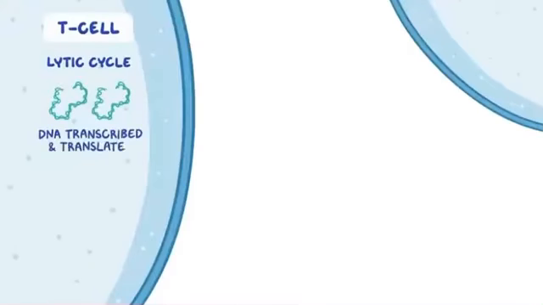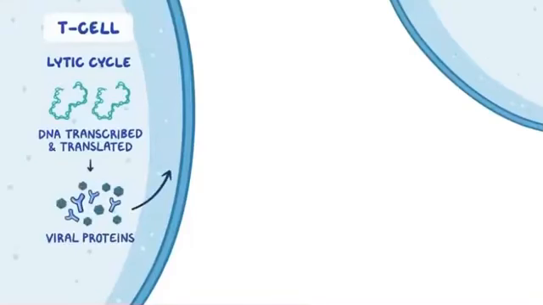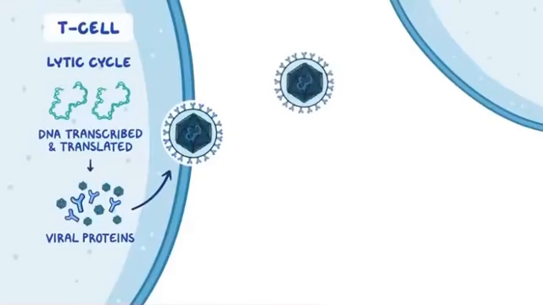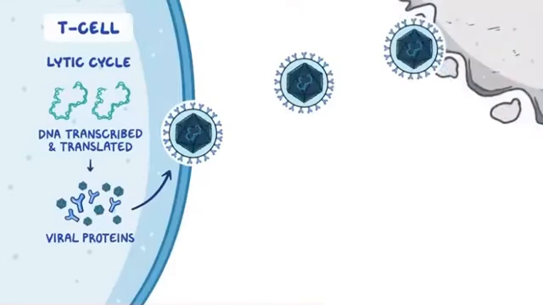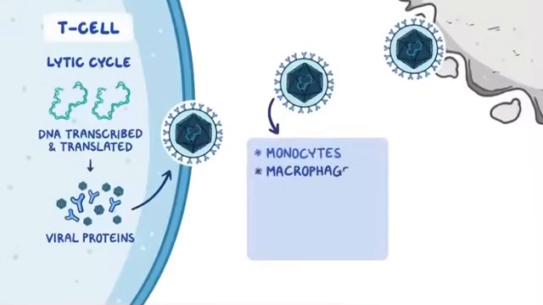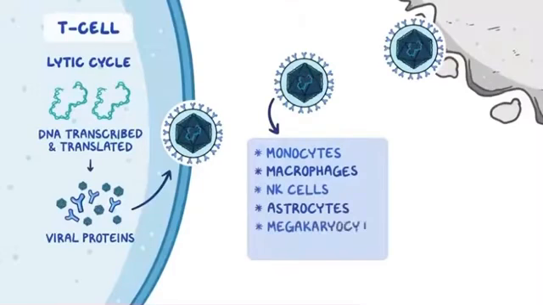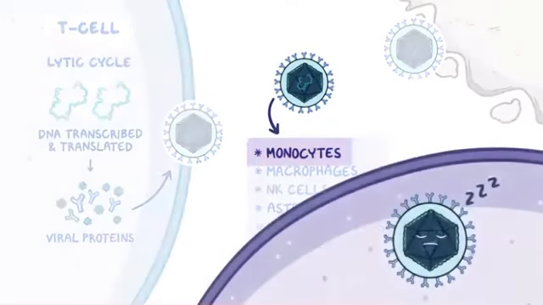Inside T cells, the virus can replicate most efficiently, so it undergoes the lytic cycle, where its DNA gets transcribed and translated by cellular enzymes to form viral proteins, which are packaged into new viruses that leave the cell destroyed and subsequently infect neighboring cells. The virus can also replicate in a wide variety of other cells, such as monocytes, macrophages, natural killer cells, astrocytes, megakaryocytes, and glial cells, but not as efficiently as inside T cells.